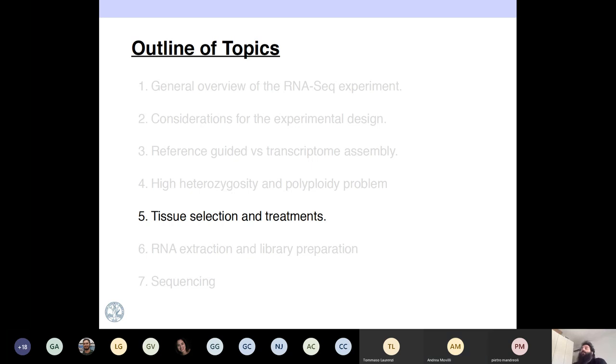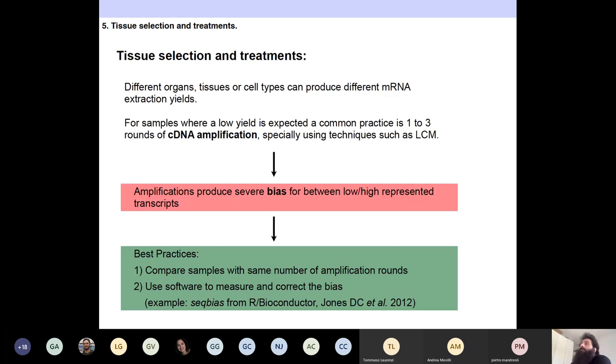Okay. So I'm going to move to tissue selection and treatments. Some things that are interesting here. When you are thinking about tissue selection and treatments, different organs, tissues, or cell types can produce different mRNA extraction yields. That is the first problem. When you are comparing pollen RNA with ovule RNA, you may have some limitations about the yield that you get extracting the mRNA.